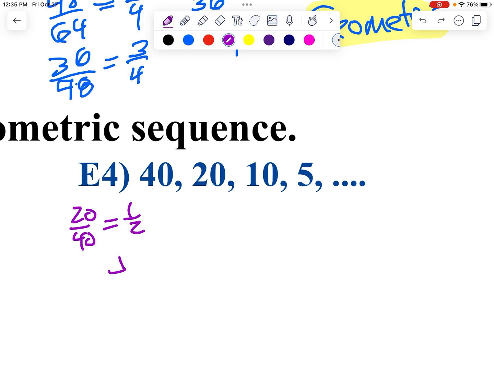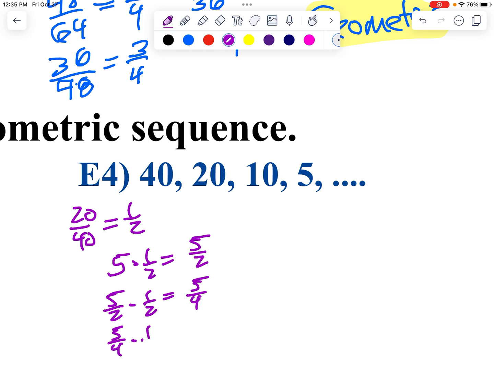I'm going to rewrite that 5. Take 5 times 1/2. I'll get 5 halves. Take 5 halves times 1/2. I'll get 5 fourths. Take 5 fourths times 1/2. I'll get 5 eighths. So my next three terms are going to be 5 halves, 5 fourths, and 5 eighths. And there we have it.